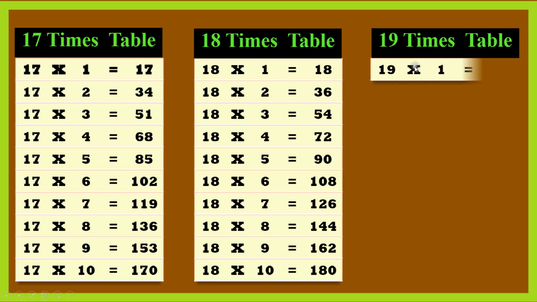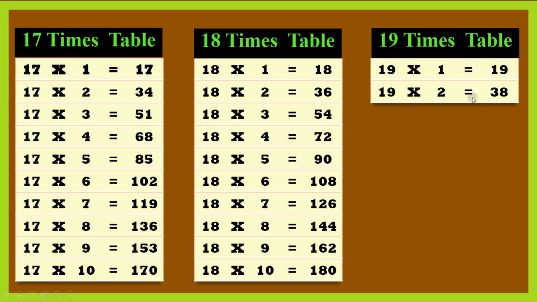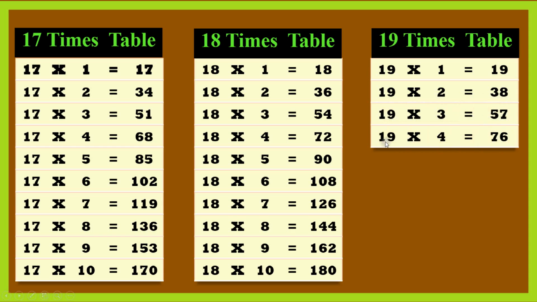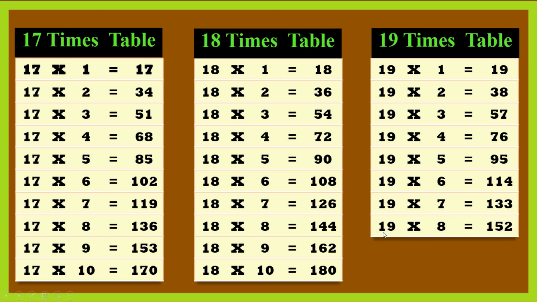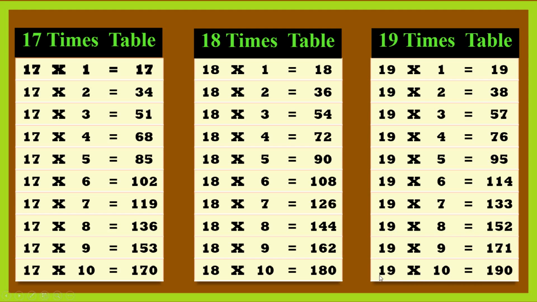19 times table. 19 times 1 is 19. 19 times 2 is 38. 19 times 3 is 57. 19 times 4 is 76. 19 times 5 is 95. 19 times 6 is 114. 19 times 7 is 133. 19 times 8 is 152. 19 times 9 is 171. 19 times 10 is 190.